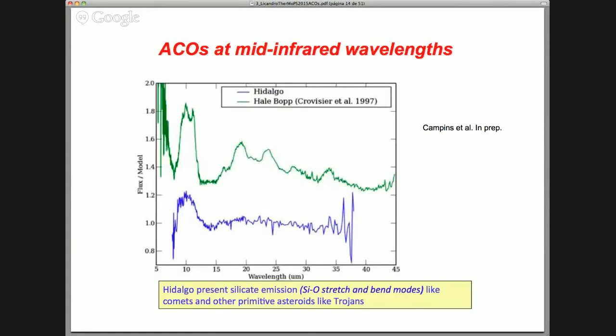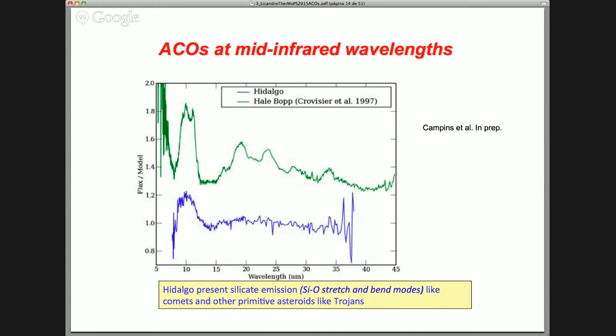And when you observe this with the Spitzer, you have this big bump, this silicate plateau in the Hidalgo spectrum at 10 microns and some at larger wavelengths. And if you compare with active Hale-Bopp, the kind of things that Mike has been talking about in the previous talk, you can see that here is an indication of dust on the surface.